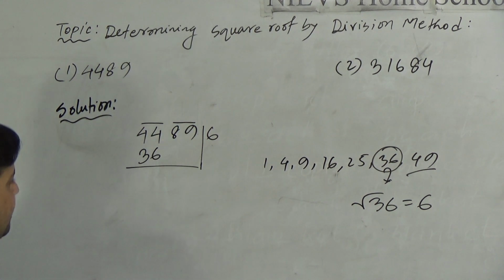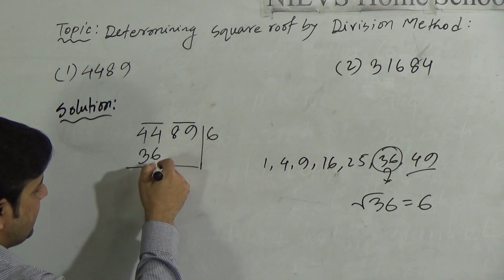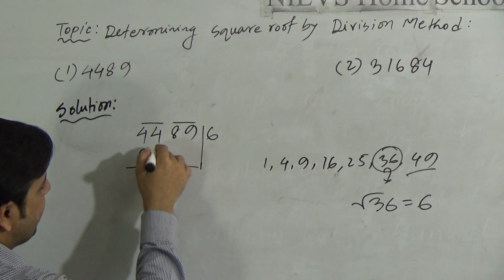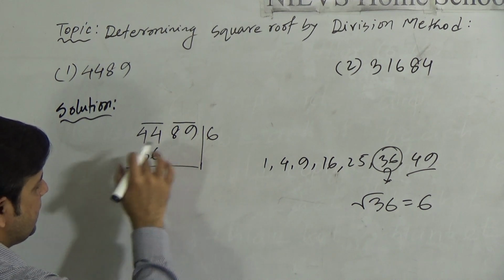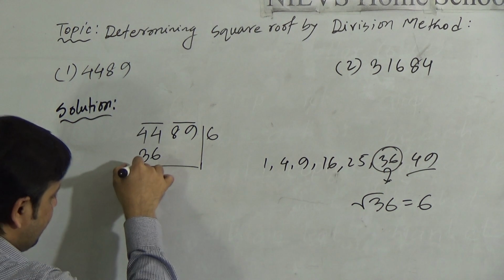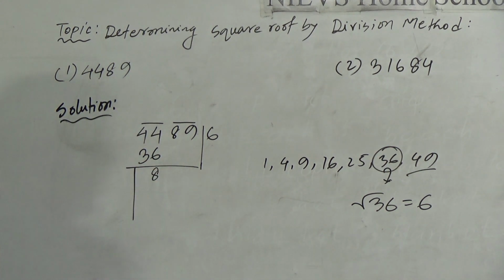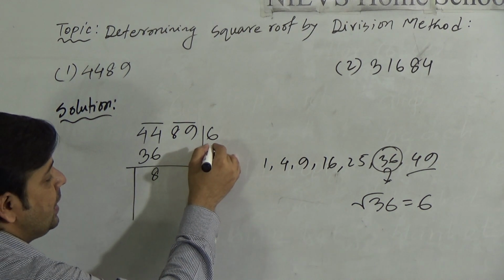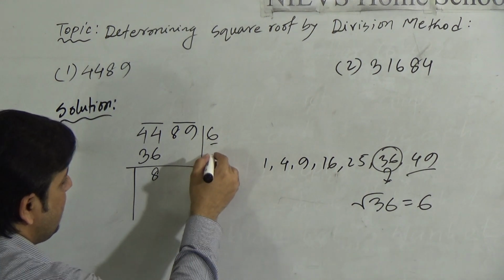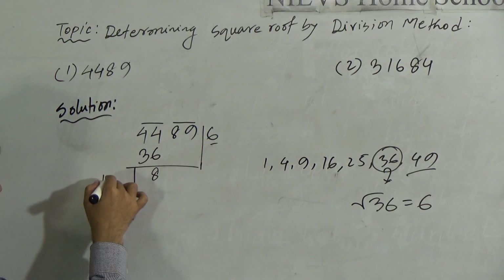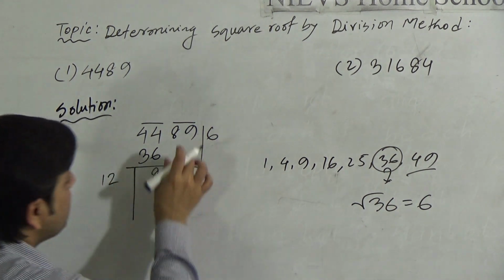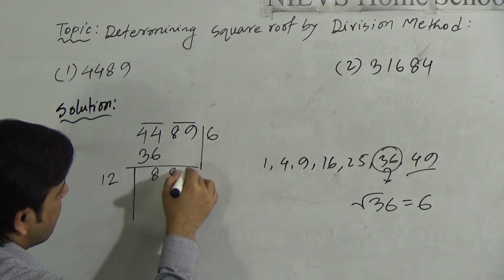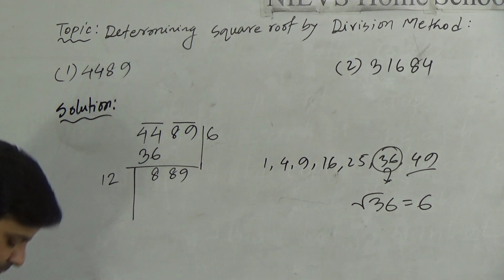Now we have to subtract. If we subtract, what will we get? For 4, we can't subtract 6, so consider 14, and 14 minus 6 gives 8. Now use a vertical line on the left side of this digit. Now take the double of this digit. What is the double of 6? Double of 6 is 12. It means 6 multiplied by 2. Then take the next pair. The next pair is 89.